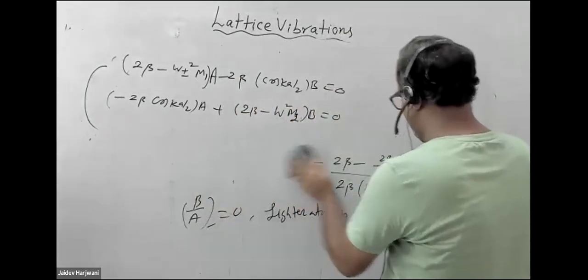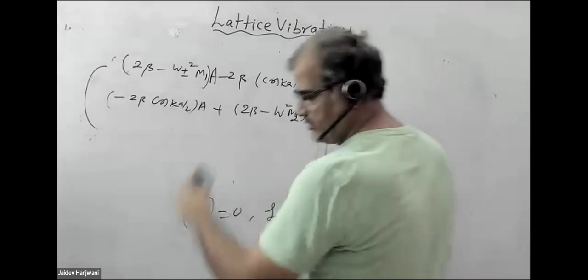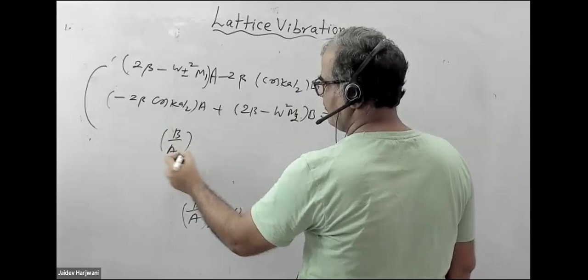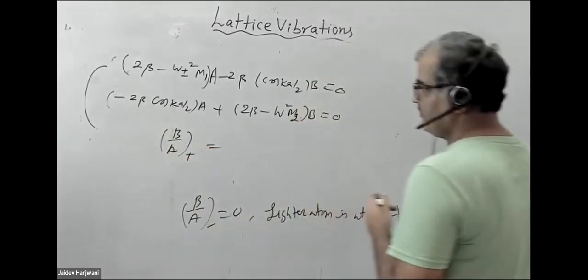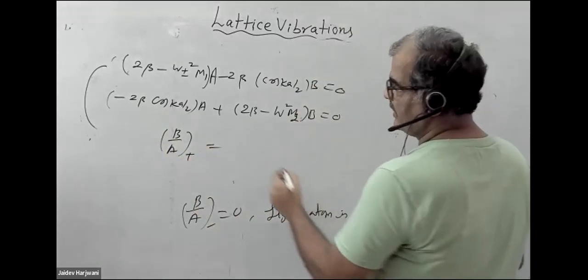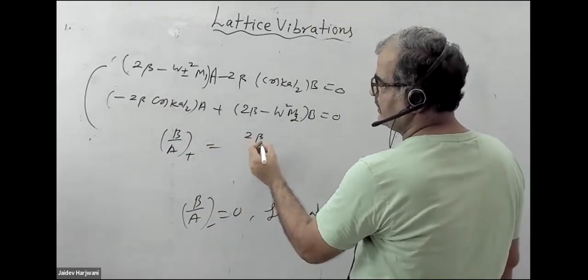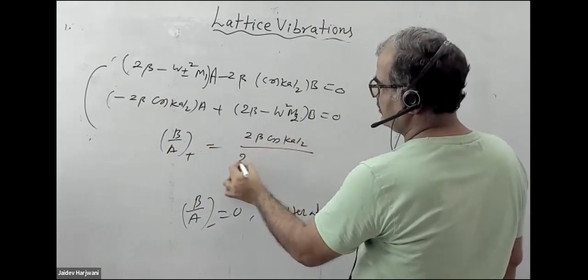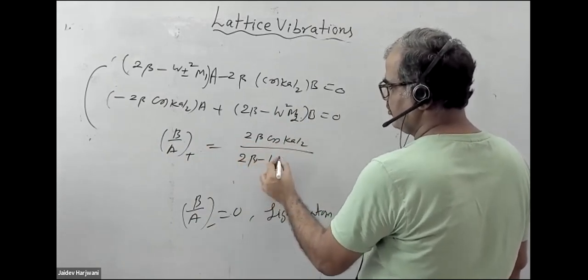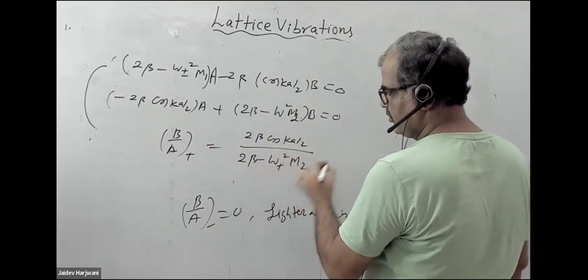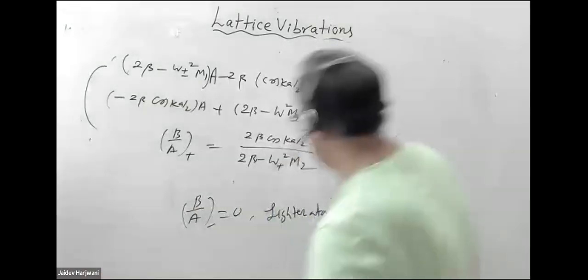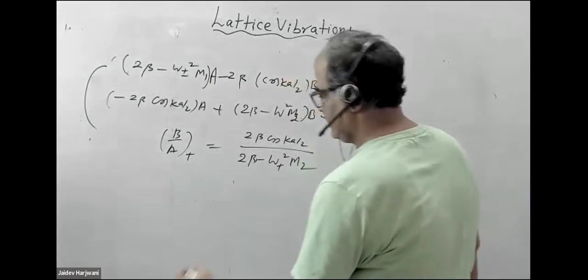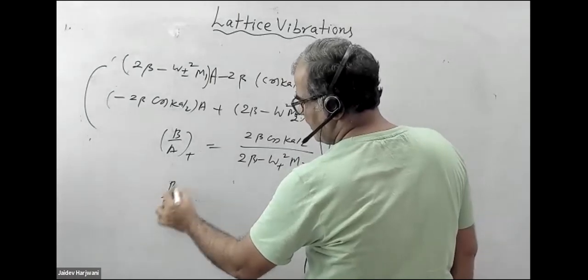Okay. Now use the second equation. Okay. So again, you write beta b by a, now plus this one. Okay, so if I want to write b by a, I can write 2 beta cos ka by 2 upon 2 beta minus omega square m2. Okay, now let me calculate this one. Okay, b by a, or you can calculate a by b also, whatever you want.